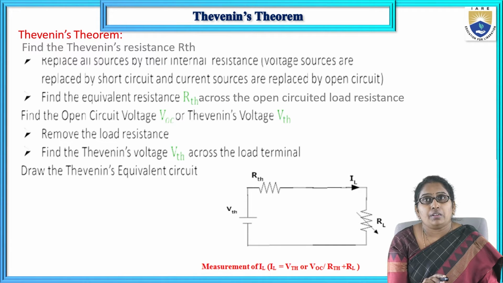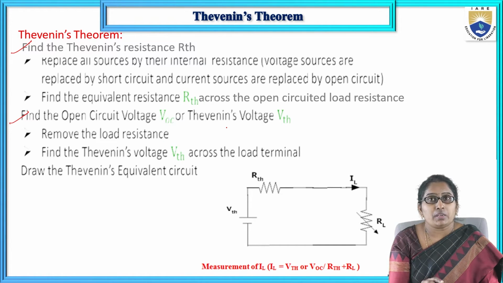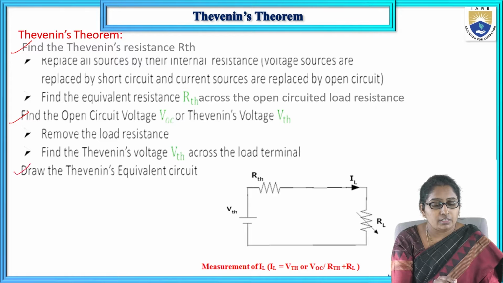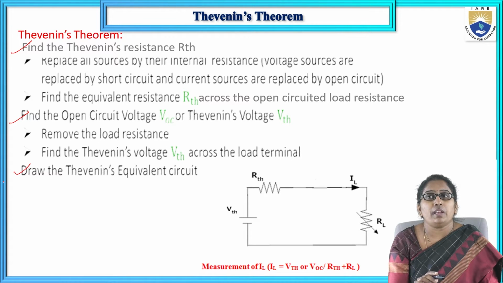Then the second step is how to find the Thevenin's voltage, which is nothing but the open circuit voltage. And then the third step is the Thevenin's equivalent circuit. So first step, how to find the Thevenin's resistance for a given circuit. In order to find this, replace all voltage sources, replace all sources by their internal resistances.